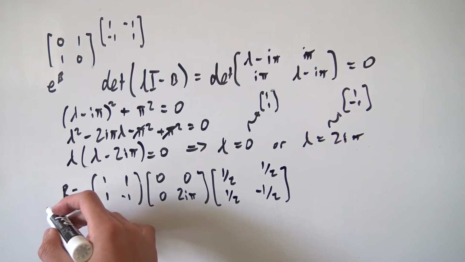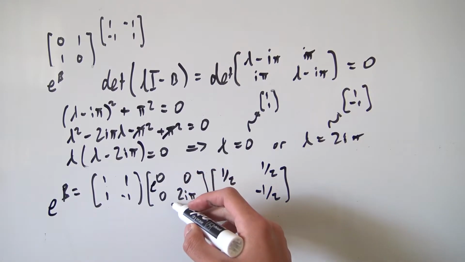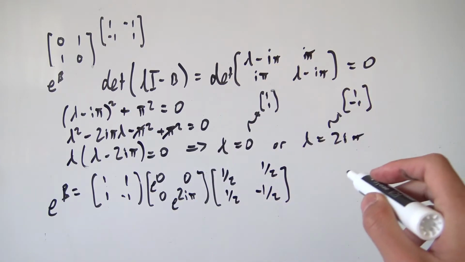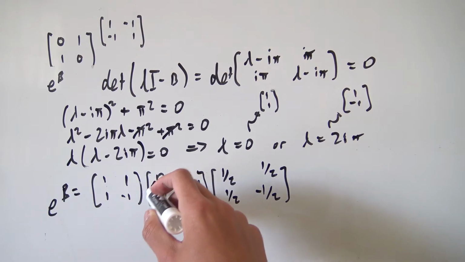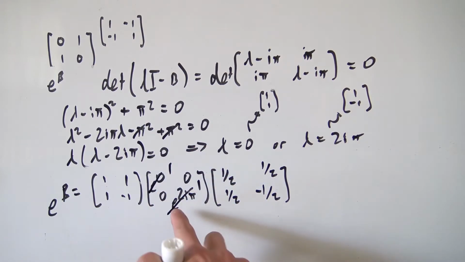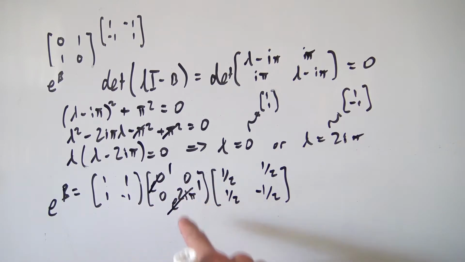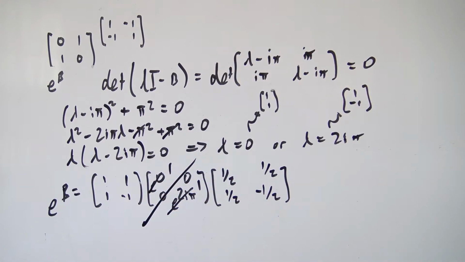And if we want to calculate e raised to the B, then we just take e raised to the 0 and e raised to the 2iπ. And notice e raised to the 2iπ, well, 2π is a full revolution around, which just lands us at 1. So this thing right here is 1. e to the 0 is also 1. So this whole thing right here is actually the identity matrix, because we have 1, 0, 0, 1. And whatever we multiply that into, it's not going to change anything. So we can forget about this matrix, just the identity matrix.